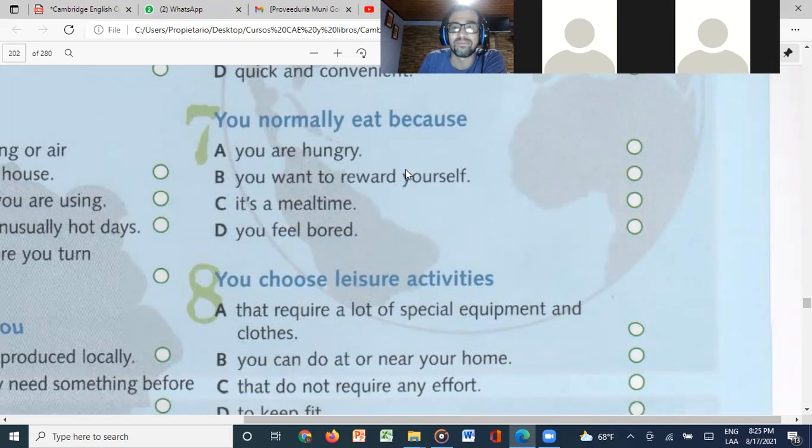It's a meal time and B. I want to reward myself, and it's the meal time. Oh, but you need to choose only one. Marielos, choose one here. Well, it's meal time. That's it. Okay. Perfect.